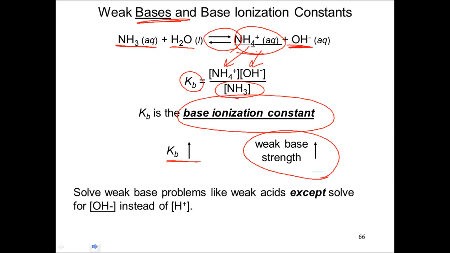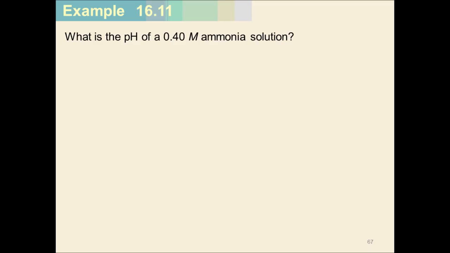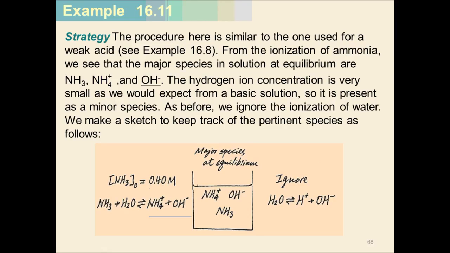Solve weak base problems like weak acid problems, except solve for hydroxide ions instead of hydrogen ions. Example 16.11 on slide 67: what's the pH of a 0.4 molar ammonia solution? Our strategy on slide 68 then, the procedure here is similar to the one used for a weak acid. We just did that in example 16.8.